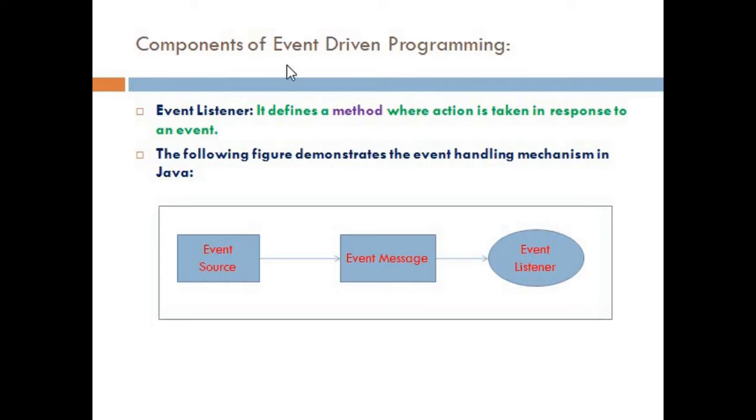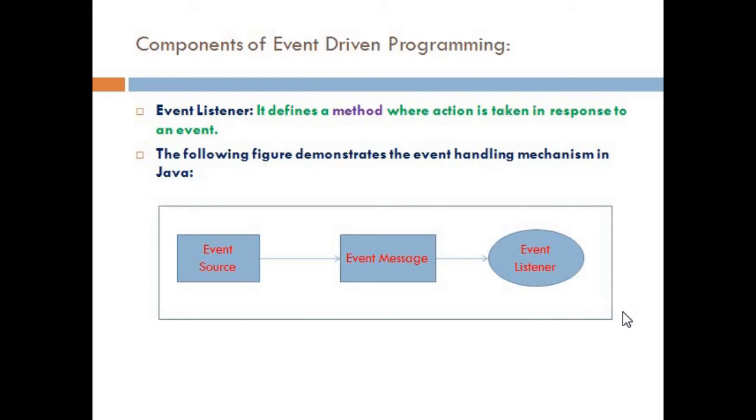Now let's come to the next component of event-driven programming, which is the event listener. The event listener is that component of event-driven programming which defines a method where action is taken in response to an event. That means whenever any event occurs, a certain series of actions needs to be executed, and that is done with the help of the method which is prototyped inside a listener.